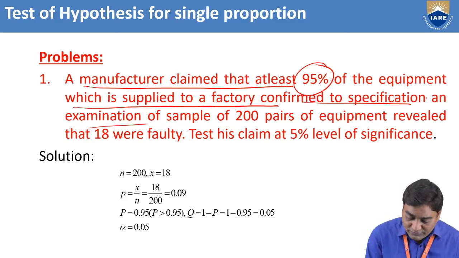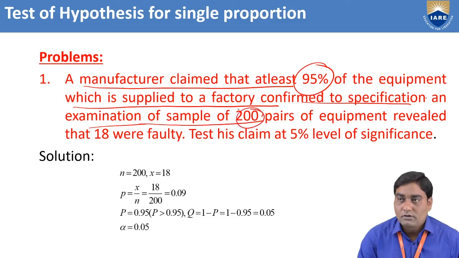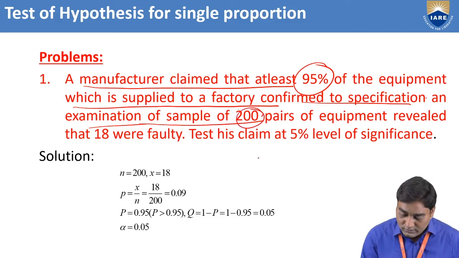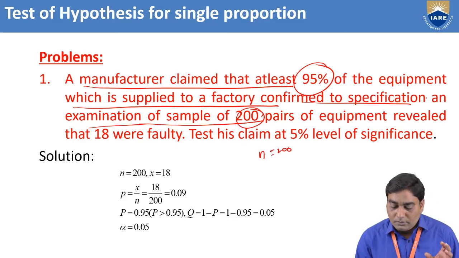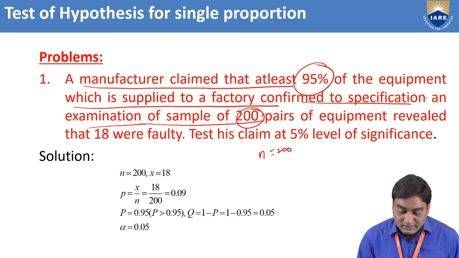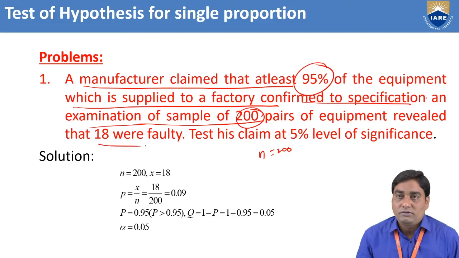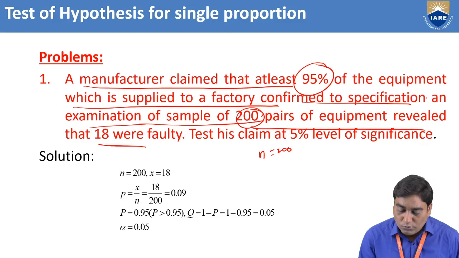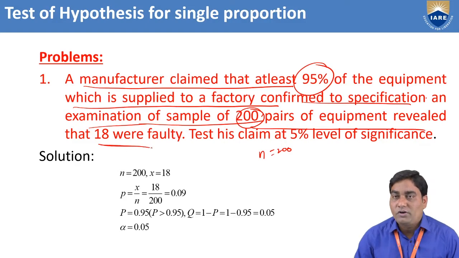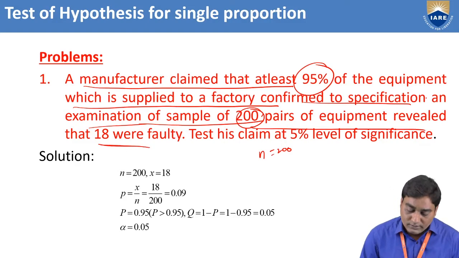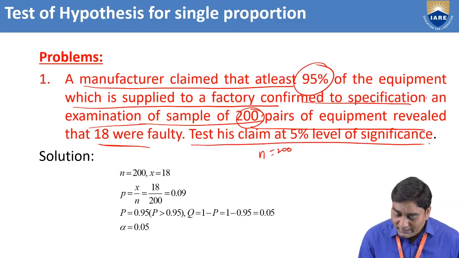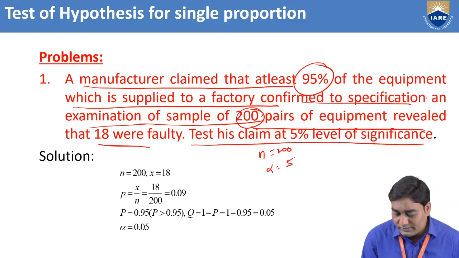An examination of a sample of 200, one sample we have chosen, that is 200 pieces of equipment, revealed that 18 were defective, 18 were faulty. This statement is given. Out of 200 pieces, 18 were defective or faulty. What we are going to find: test the claim at alpha 5% level of significance.